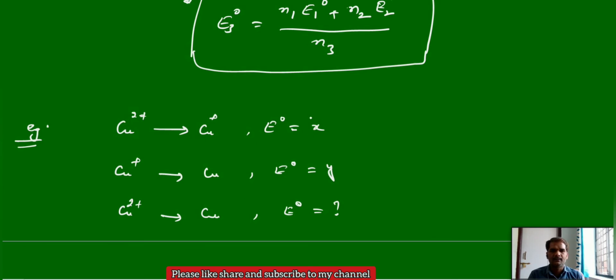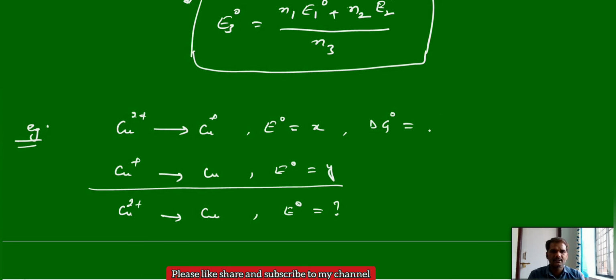So copper 2 plus to copper, the E naught value is given as X, and copper plus to copper, the E naught value is given as Y. Then for copper 2 plus to copper, what is the E naught value? By adding these two equations, we will get the final one. Copper plus will cancel out, copper 2 plus goes to copper. And in this case, you cannot take E naught equal to X plus Y. That is not correct.